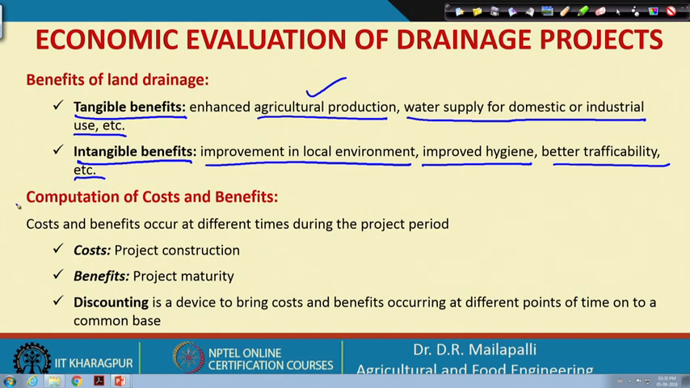Then the computation of costs and benefits is very important. Once the project is done, finally we are going to see the cost benefit ratio. If that is more than 1, then the investment you are putting in the particular drainage project will definitely be worth it.